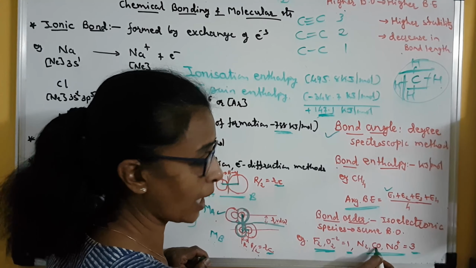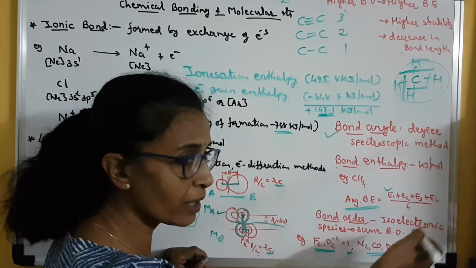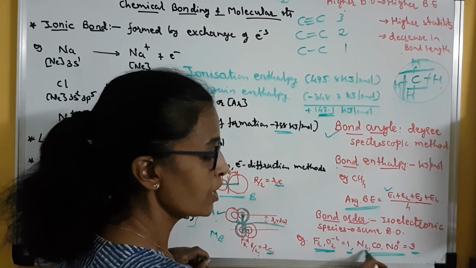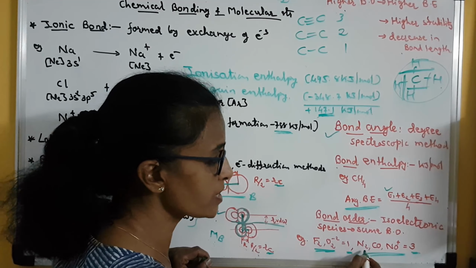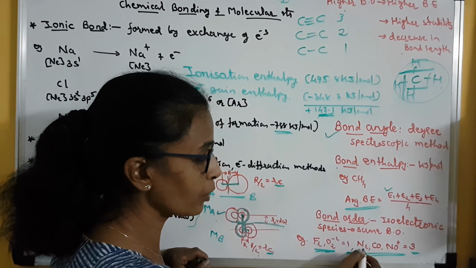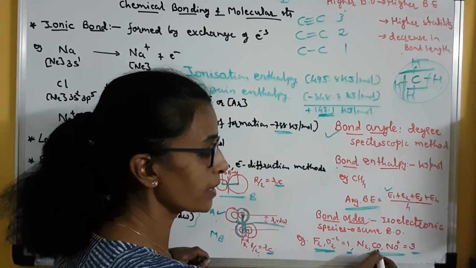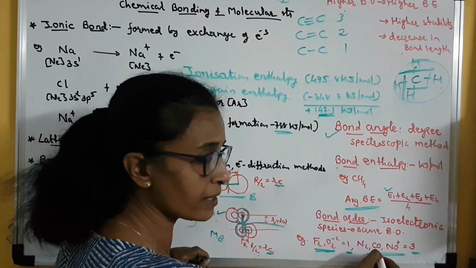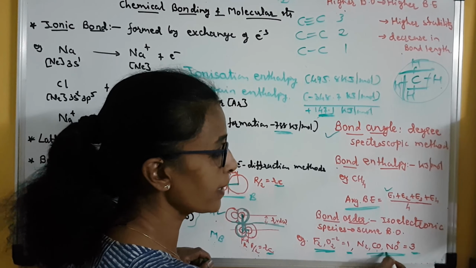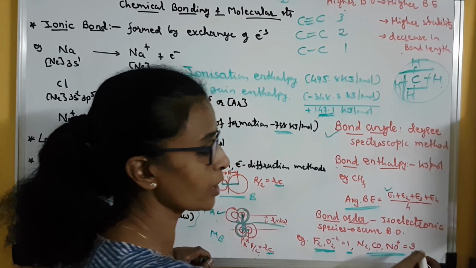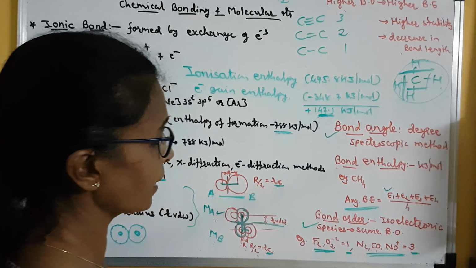Nitrogen is a molecule, carbon monoxide is a molecule, but NO plus, the nitrosonium ion, is an ion. So all three are different. One is a diatomic molecule in which both the atoms are identical. Here this is also diatomic, but both atoms are different, and this is a diatomic ion, but they have the same number of electrons, and so their bond order is also the same. Clear? So this only you have to remember.